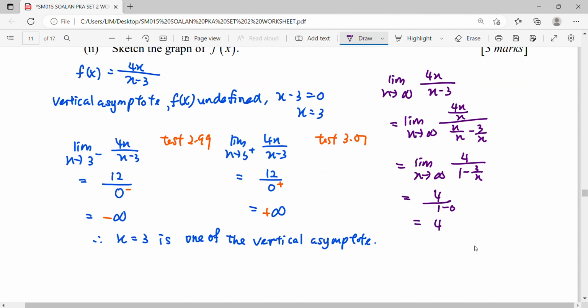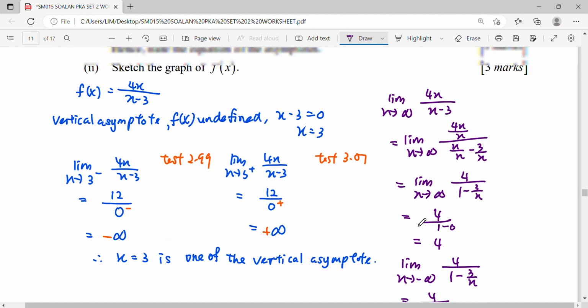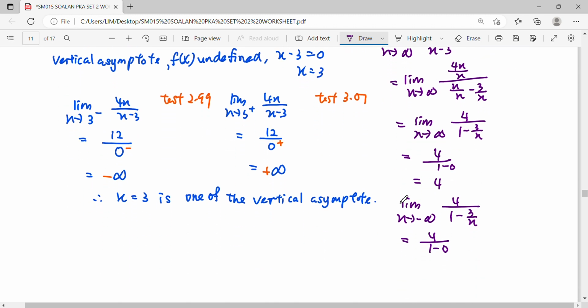Meanwhile, for negative infinity, we can take the simplest form that we already simplified, because we look at the marks, just 3 marks, only a little. So we take the simplest form for our function that you already simplified at the limit at positive infinity. So this one also equals 4. So y equals 4 is a horizontal asymptote.